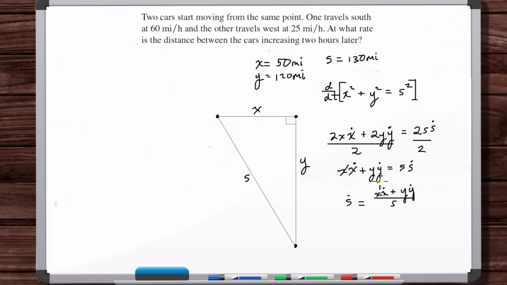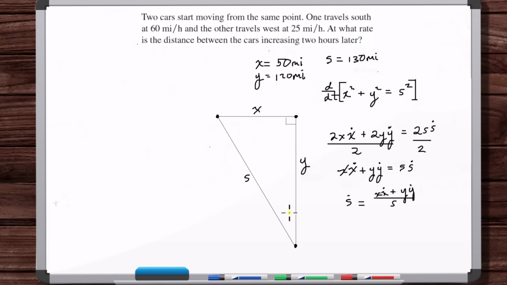Okay, but this is where it gets tricky. This is where those two different methods come into play. It's the sign convention you use. So do we plug in negative 50 for x, because it's going in the negative x direction, right? I mean, this is the typical sign convention for x and y. Is this going in the negative x direction? This is going in the negative y direction.